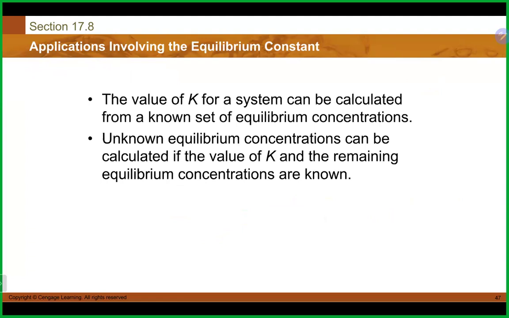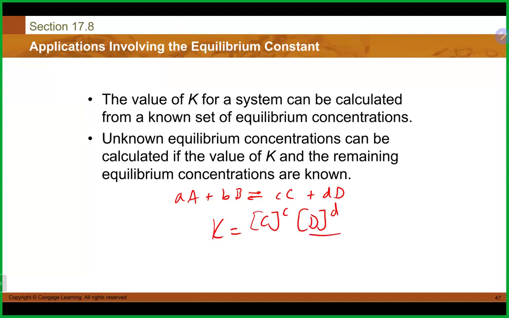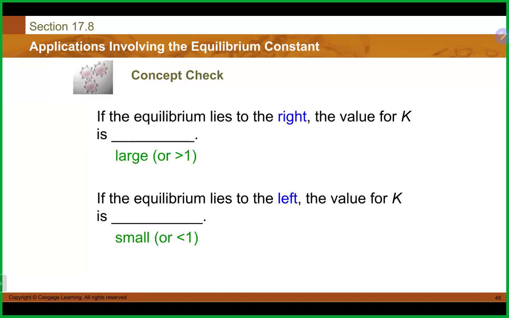Now, the value of K can be calculated if you know the equilibrium concentrations. So if you do have the equilibrium concentrations, you could put them in there. Like we talked about, you do need to take into account the coefficients when you do that calculation. So K would equal the concentration of C to the c, D to the d, over A to the a and B to the b. And they do have to be equilibrium concentrations to go in there.